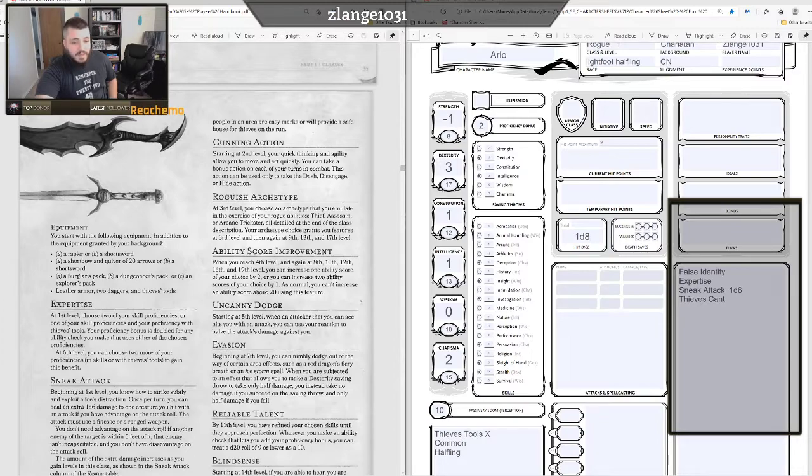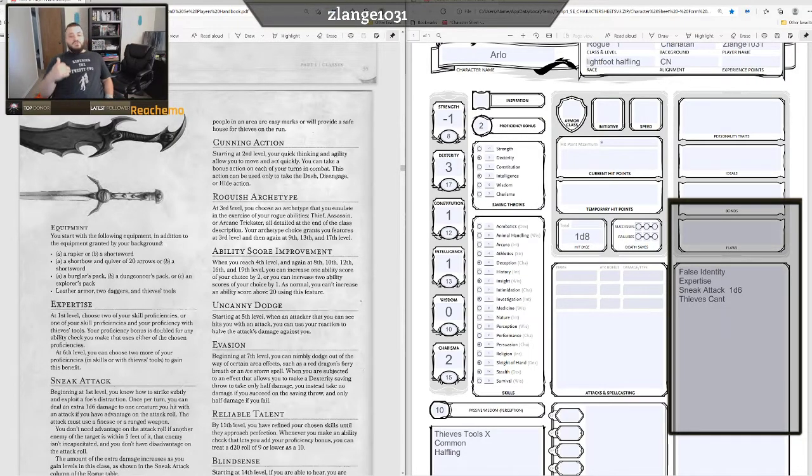A burglar's pack, a dungeoneer's pack, or an explorer's pack. And you can choose, and you start with the following equipment in addition to the equipment granted by your background. So you have your background equipment, which we did not go over, plus these bulleted points. So choose one of these two, one of these two, one of these three, and then this bonus stuff. So leather armor, 2 daggers, and thieves' tools. This is your starting equipment.